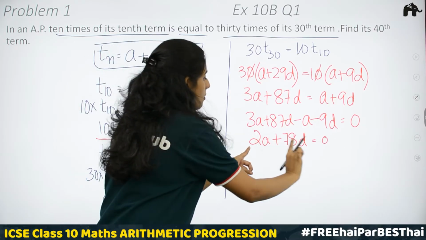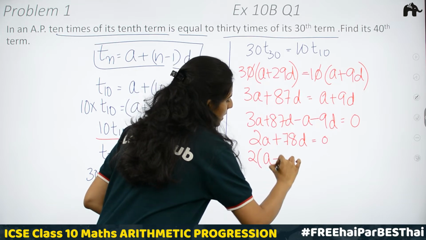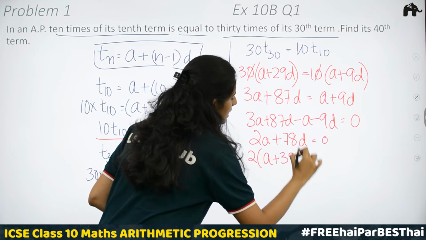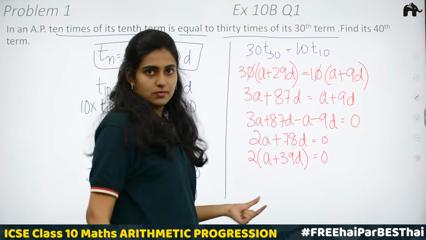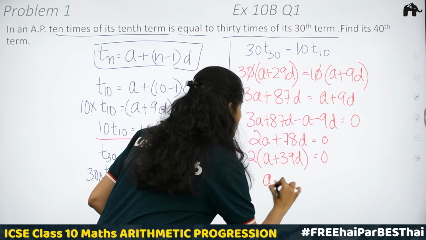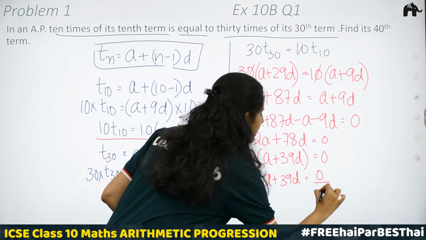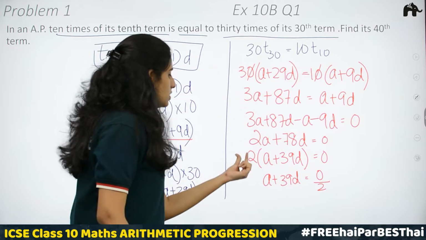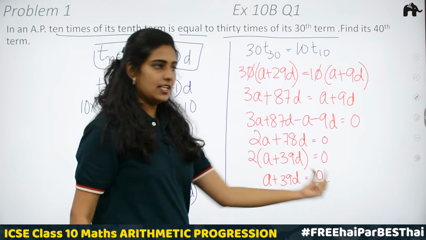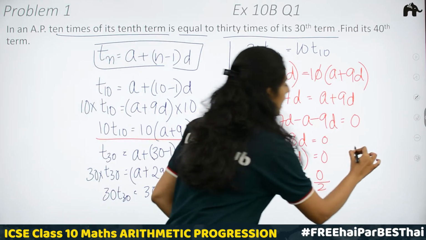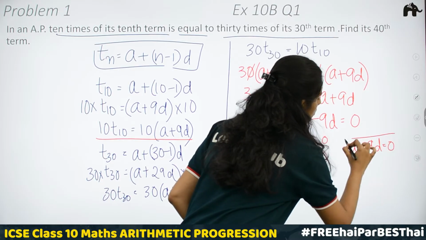Now, I am taking a common factor from this. 2 is common. 2 into A plus 39D is equal to 0. I can write like this, or A plus 39D is equal to 0 divided by 2. I am taking this 2 to the opposite side. Here it is multiplication, the opposite side becomes division. We will be getting A plus 39D is equal to 0.